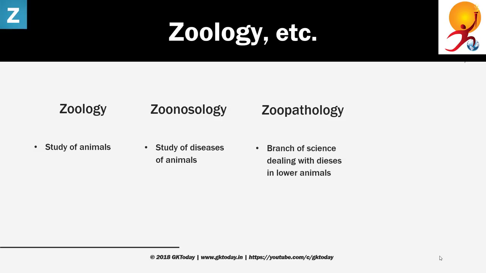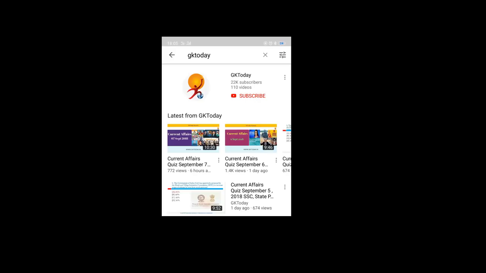Zoopathology deals with diseases in lower animals or animals which are lower down the food chain. Zoosemiotics is the study of communication between animals. So how dogs bark or cats might purr to communicate among themselves.